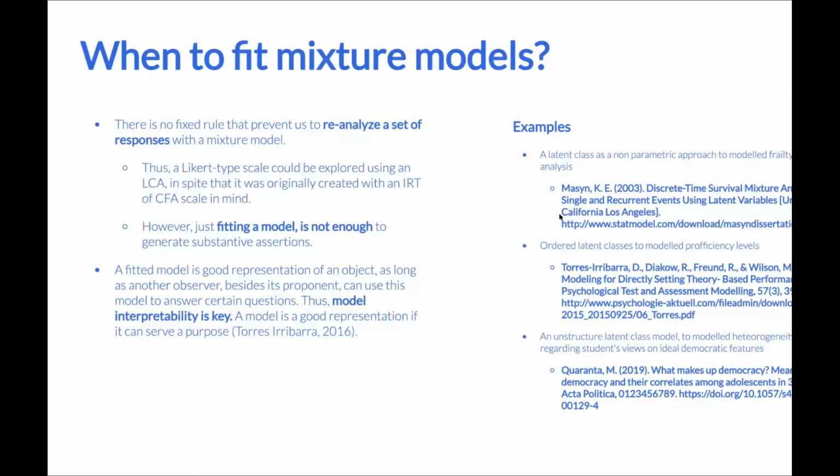The second example is the work from Torres Irribarra and Diakow, in which they used latent class analysis to approximate proficiency levels. Most of the time, when you take up an IRT model that represents a test and you want to say that such and such students are above the benchmark and the other students are below the benchmark, you will need to get together with a set of expert judges. The expert judges would need to tell you what is high achievement, what is medium achievement, and what is low achievement, and they will need to reach a consensus regarding this classification of the student responses. And most of the time they would do that even without the information of the empirical data.